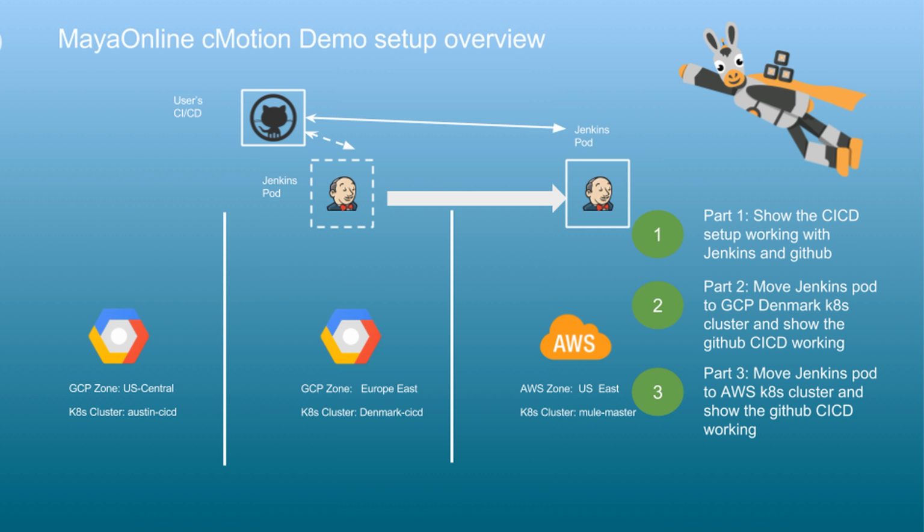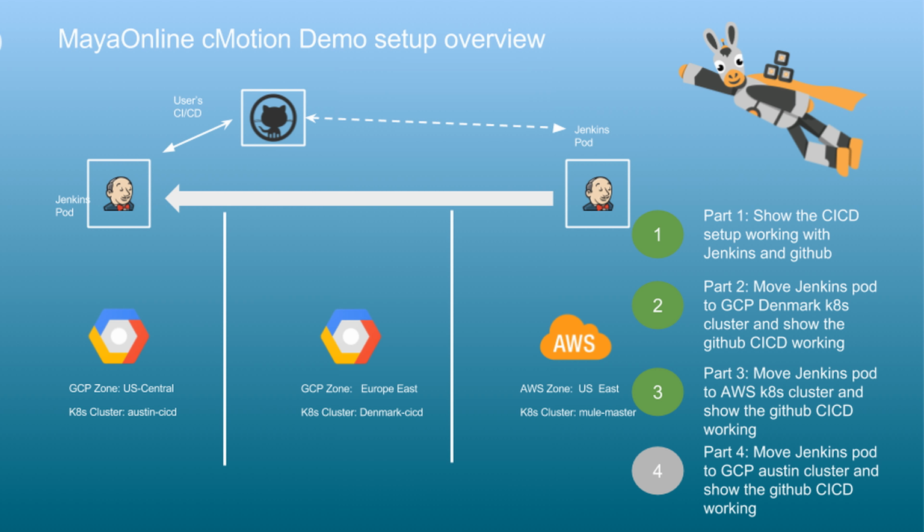Next, using cMotion, we move the Jenkins pod from Denmark cluster to AWS cluster and verify that the Jenkins build process on AWS continues to work. Finally, using cMotion, we move the Jenkins pod back onto the Austin cloud and verify working of Jenkins pod.